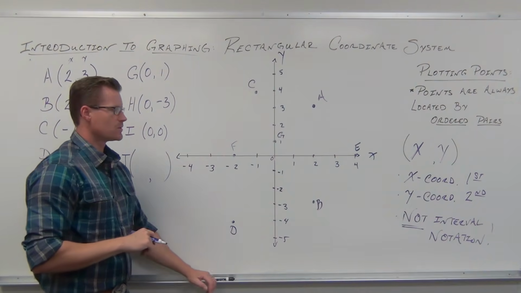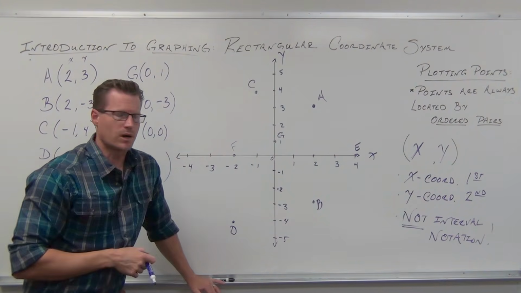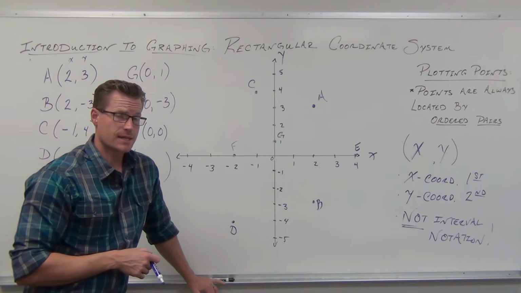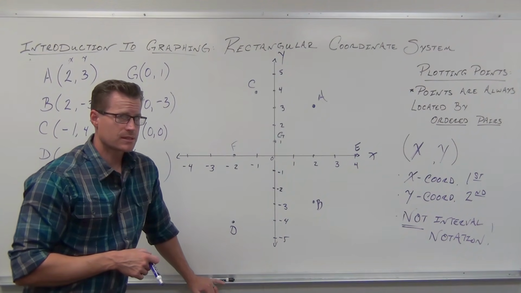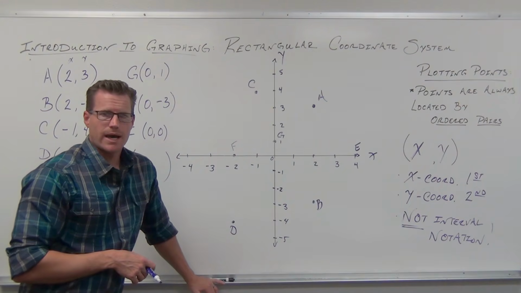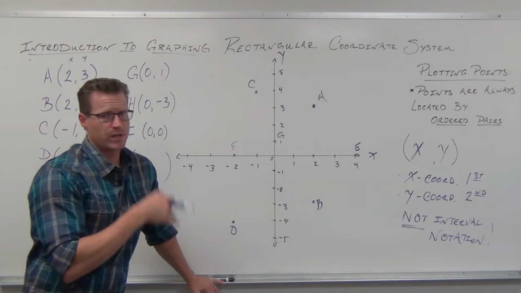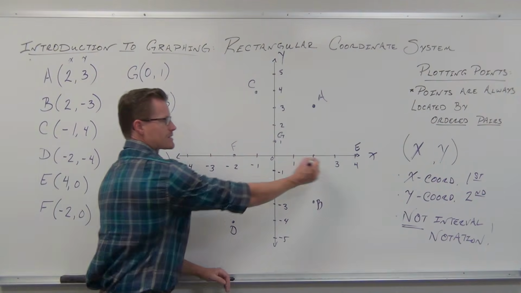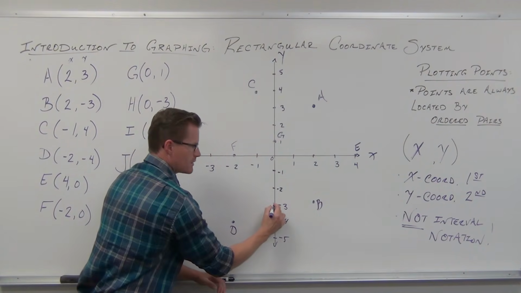The next one, 0, negative 3. Quadrant-wise, quadrant 1, quadrant 2, x-axis, y-axis. This would be on the y-axis. It's not in a quadrant. It's separating quadrants 1 and 2. Very much likewise here. X value is 0, y value is negative 3.